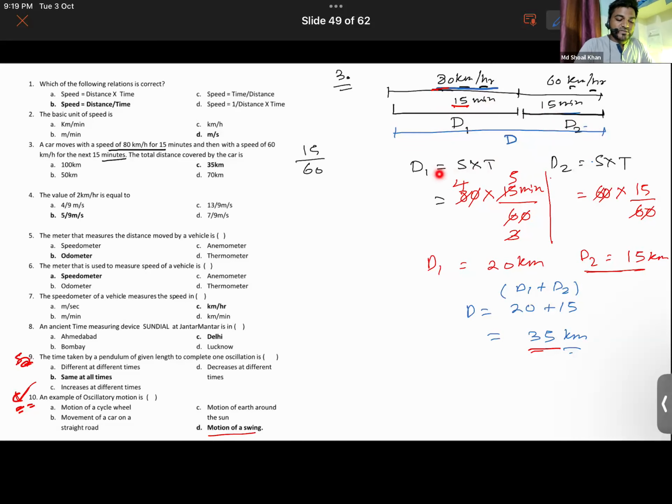We know the formula is distance equals speed multiplied by time. So here we have taken the speed and the time. In the question, the time is given in minutes, so we needed to convert it into hours, so we divided by 60. Same thing we have done for d2 also. After calculation, we got d1 as 20 kilometers, while d2, upon calculation, we found to be 15 kilometers. So the total distance D will be d1 plus d2, that is 20 plus 15, thereby we got 35 kilometers.